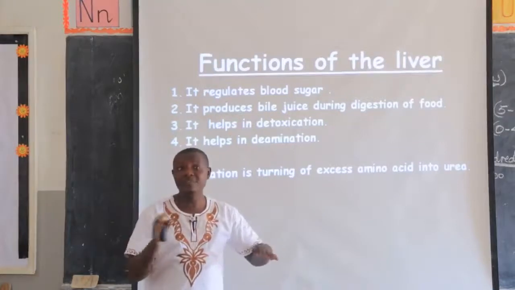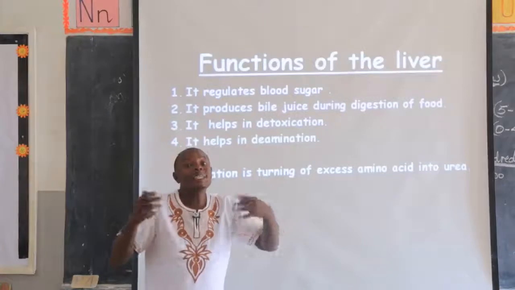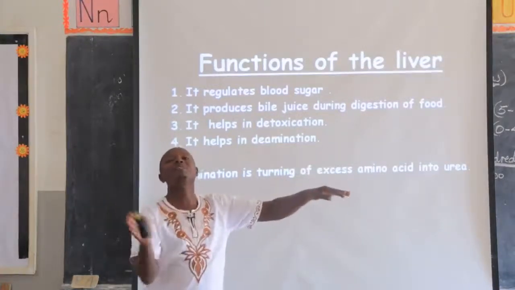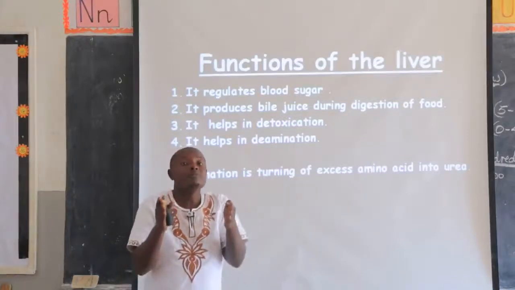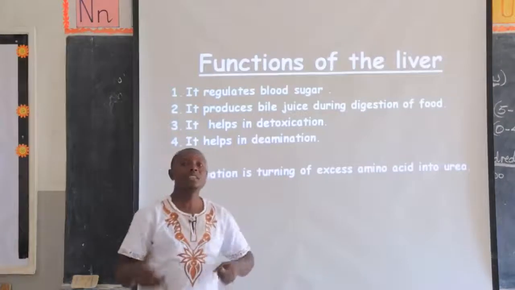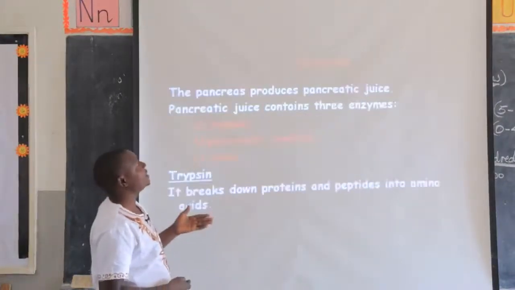If meat is costing 8,000 shillings a kilogram, then the liver will cost double. Therefore, the liver becomes expensive because of the content that is inside the liver. Therefore, those are the functions of the liver.